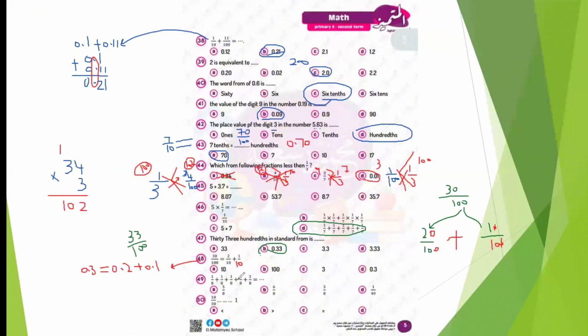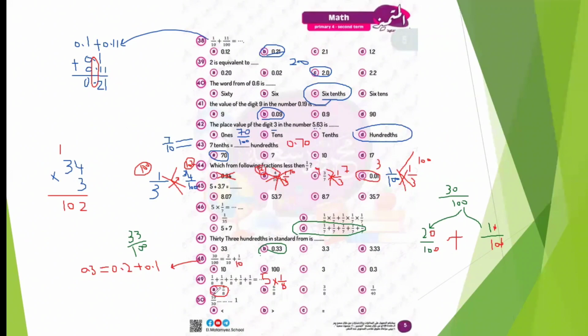49. He adds 1 out of 8 how many times? 1, 2, 3, 4, 5. So it will be 5 out of 8 because this means 1 out of 8 times 5. And we multiply numerator by numerator. 5 times 1 equals 5 out of 8.